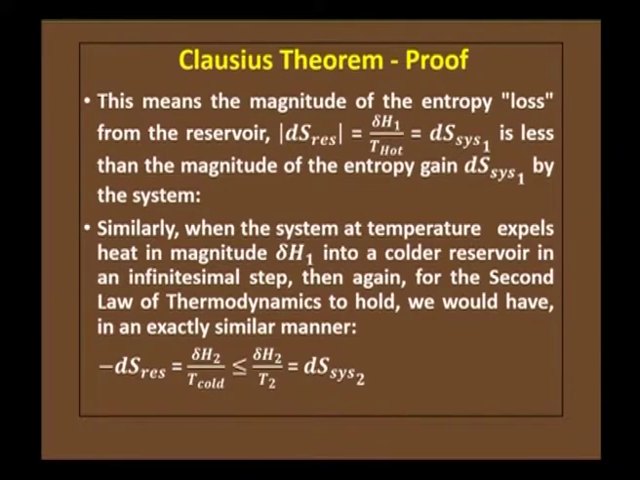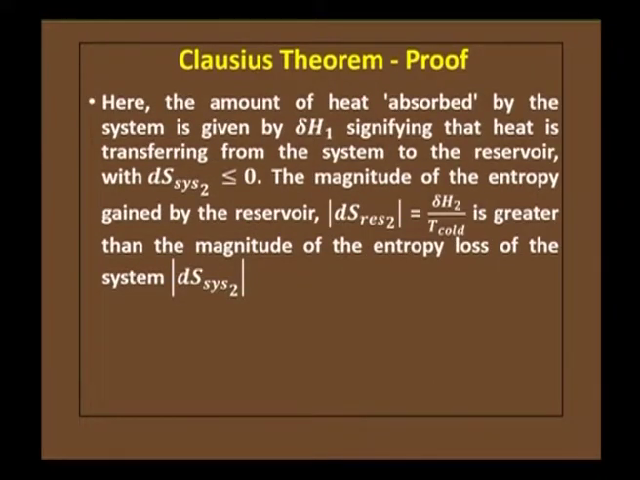Similarly, when the system at a temperature T2 expels heat in a magnitude of delta H2 into a cooler reservoir in small steps, then again, for the second law of thermodynamics to hold, we would have in an exactly similar manner minus dS of reservoir, which is equal to delta H2 divided by the temperature of the cold system, is less than or equal to delta H2 by T2, which is equal to dS of system 2.